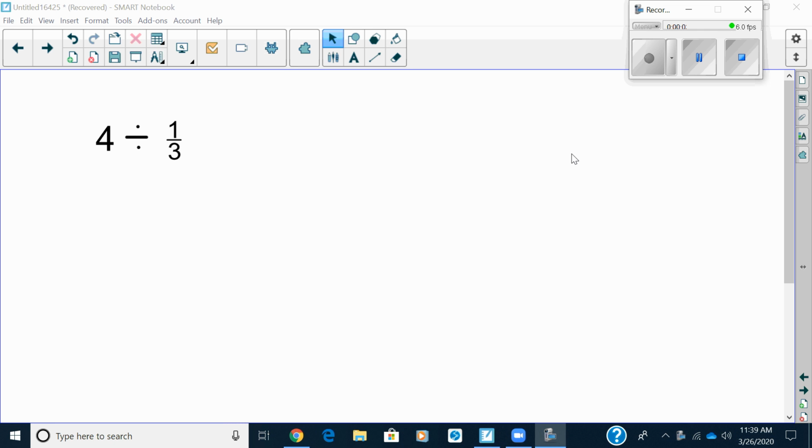Hi everyone. So yesterday we worked on multiplying fractions. Today we'll be working on dividing fractions.